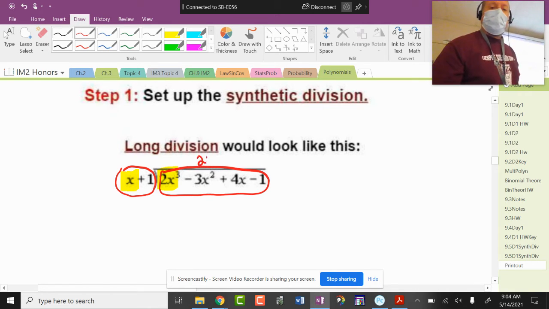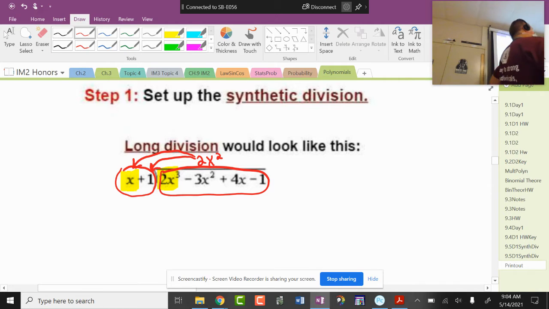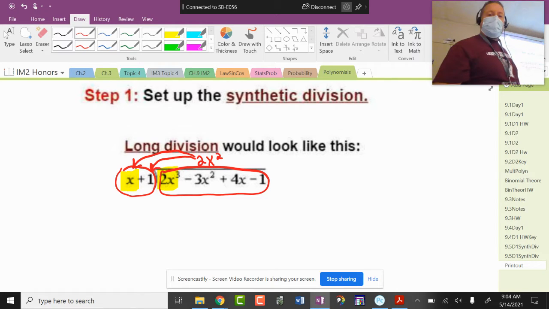And you know what we would do? We'd put it up above here. And then I'm just going to start what the long division process would look like. What word would describe what I just did with that 2x squared? No time. It starts with a D. Distribute. Okay, so then you put 2x cubed here and then plus 2x squared.